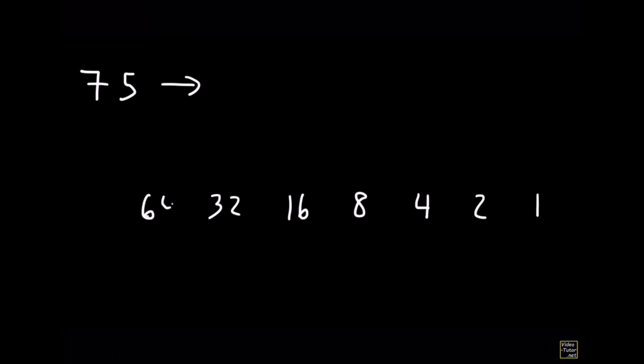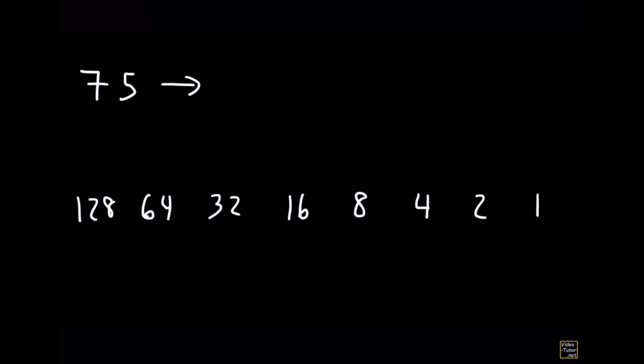So how can we convert 75 into a binary number? It helps to be familiar with the powers of 2. 2 to the 0 power is 1, 2 to the 1st power is 2, 2 to the 2nd power is 4, 2 to the 3rd power is 8, 2 to the 4th power is 16, 2 to the 5th power is 32, 2 to the 6th power is 64, while 2 to the 7th power is 128.